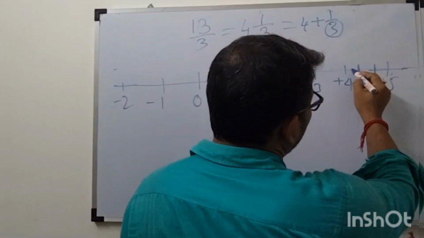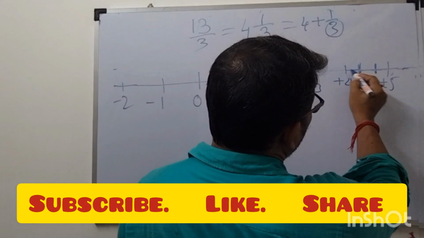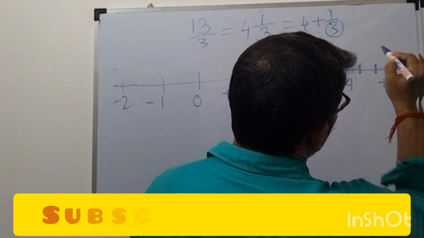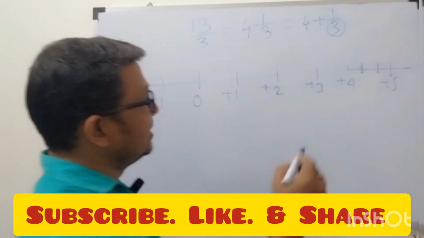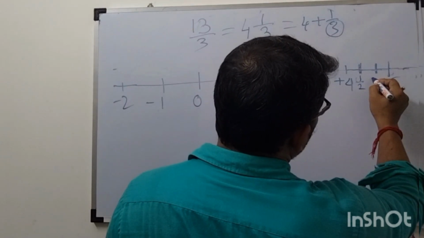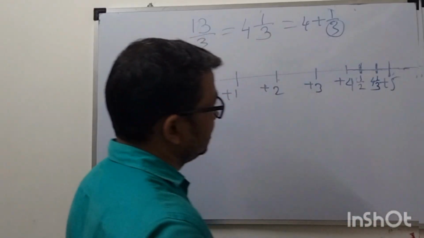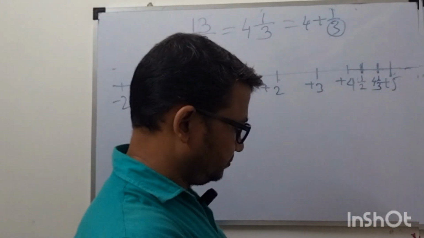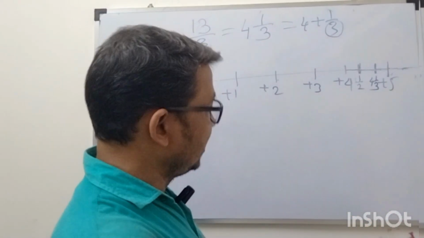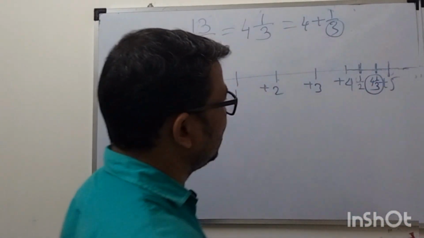Here we have drawn 2 lines and the segment has been divided into 3 smaller segments. This is 4 and 1/3. So this point is 4 and 1/3.